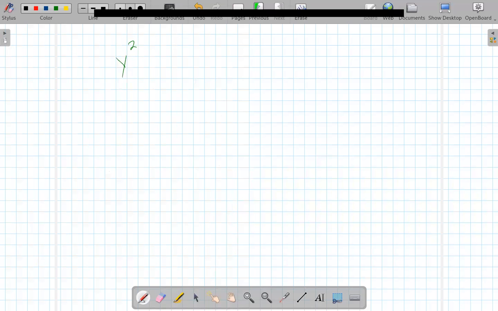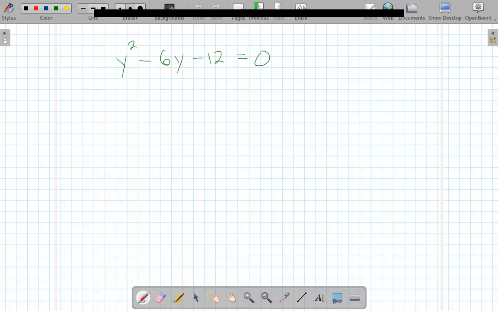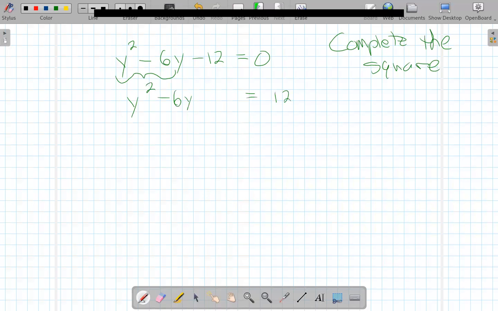So I believe that y squared minus 6y minus 12 equals 0. Let's double check I copied that right. No, looks good. And so what I'm going to do here is I'm going to use a technique called complete the square. All right, so complete the square says isolate the terms with the variable in it. So I'm going to move that 12 over to the other side. So y squared minus 6y, leave some space, equals positive 12.